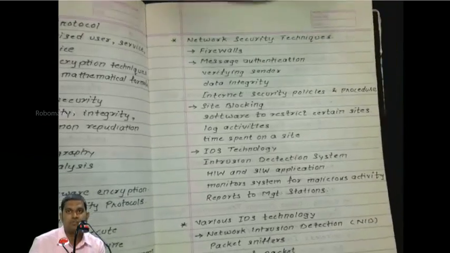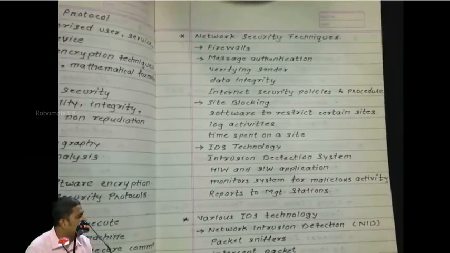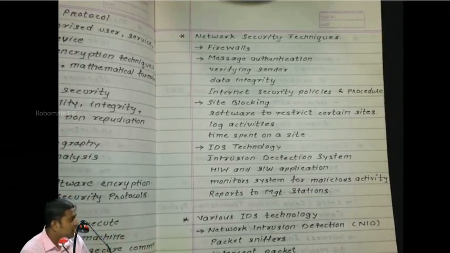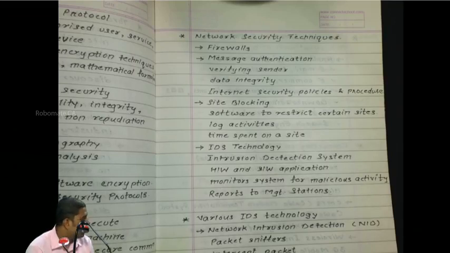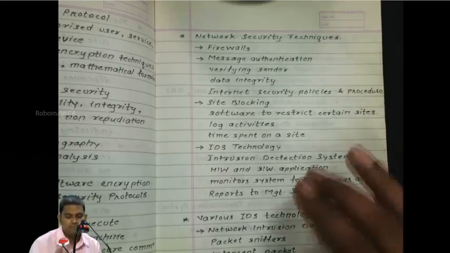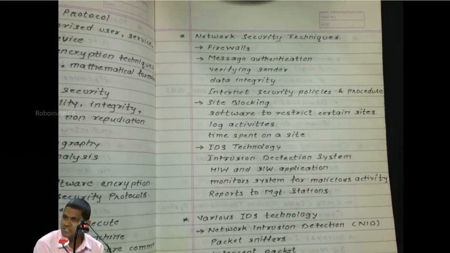Malicious activity refers to some destructive activity. Whether any possible destructive activity is being monitored. If it is monitoring, it will stop it, it will check it. And it is also reporting to the management station whether any such activity was reported. Management station means the person who is authorized to view all this data. That is called as IDS technology.